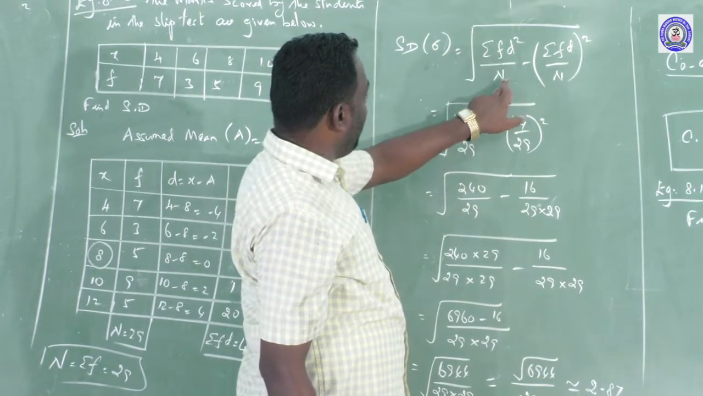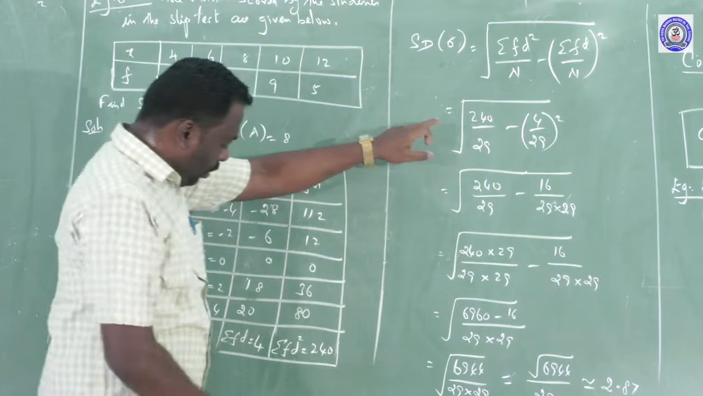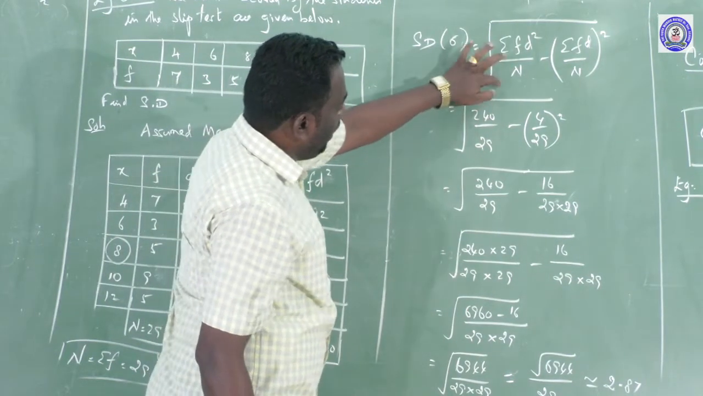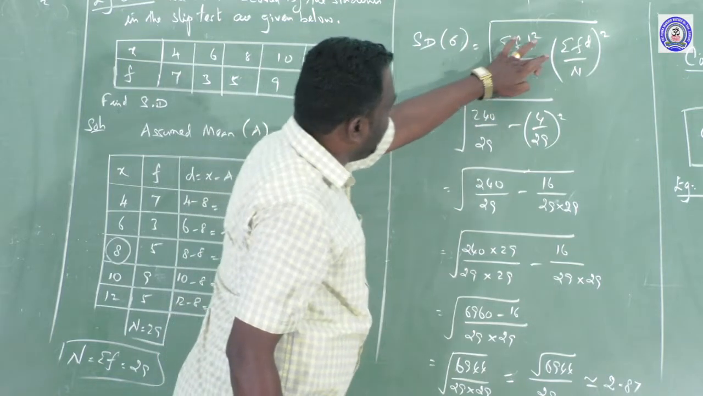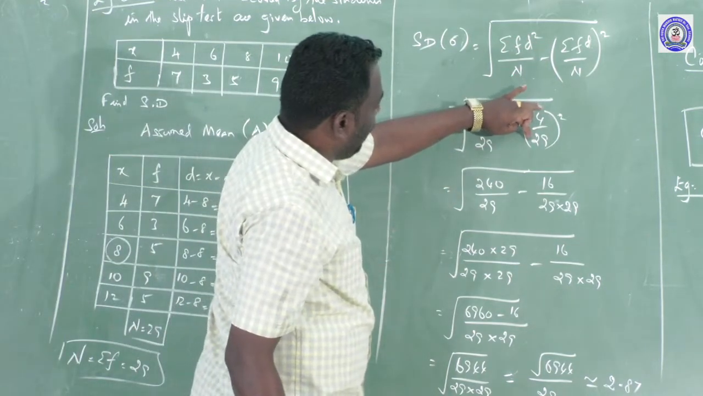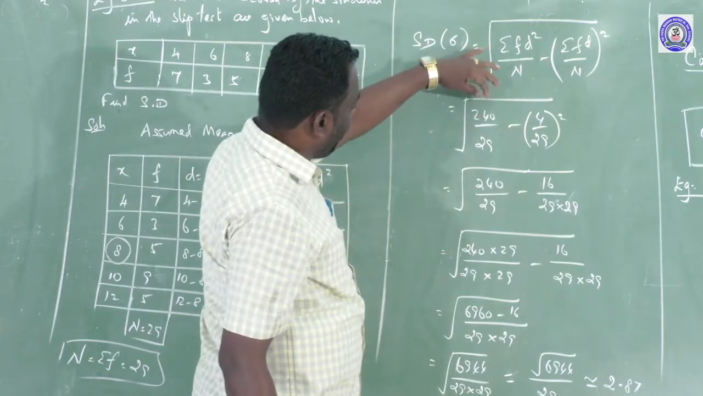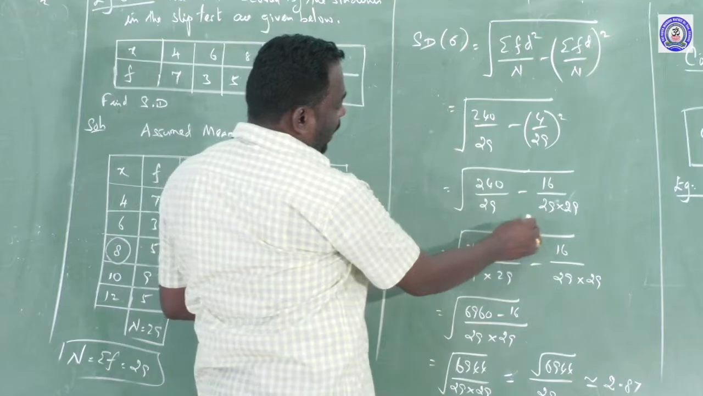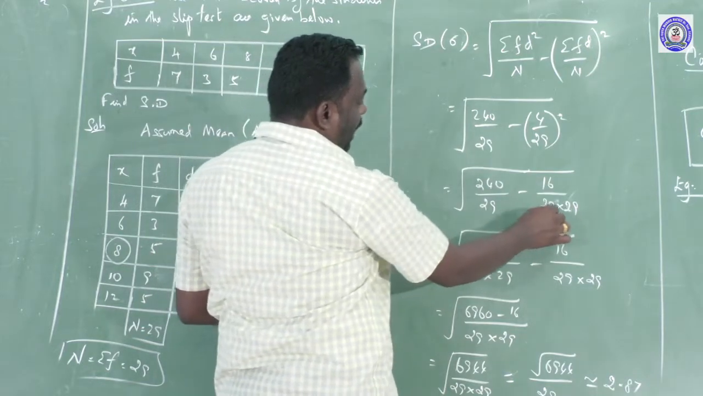Now summation fd square by N, summation fd square is equal to 240, by capital N equal to 29, minus summation fd, summation fd equal to 4 by N equal to 29, whole square. Just simplify the value, we get 16 by 29. We have to simplify with 29 here.